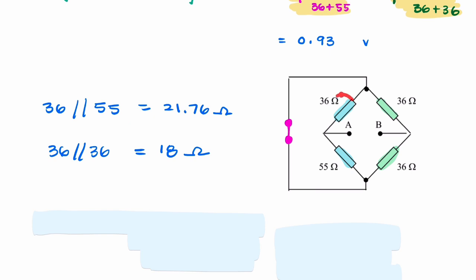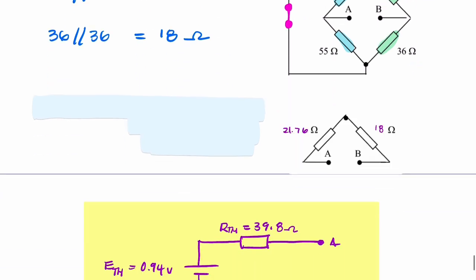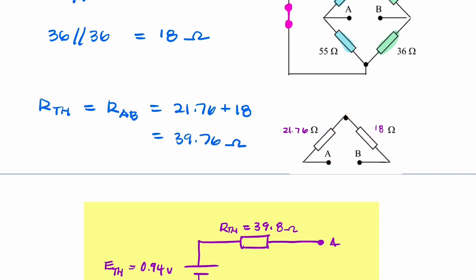So we can replace these two with 21.6, and we can replace these two with an 18 ohm resistor, and now we can redraw our circuit like this. We don't need these second resistors. So our circuit now looks like that, and the resistance looking through there is simply the series sum of those two, and that will give me my Thevenin resistance.